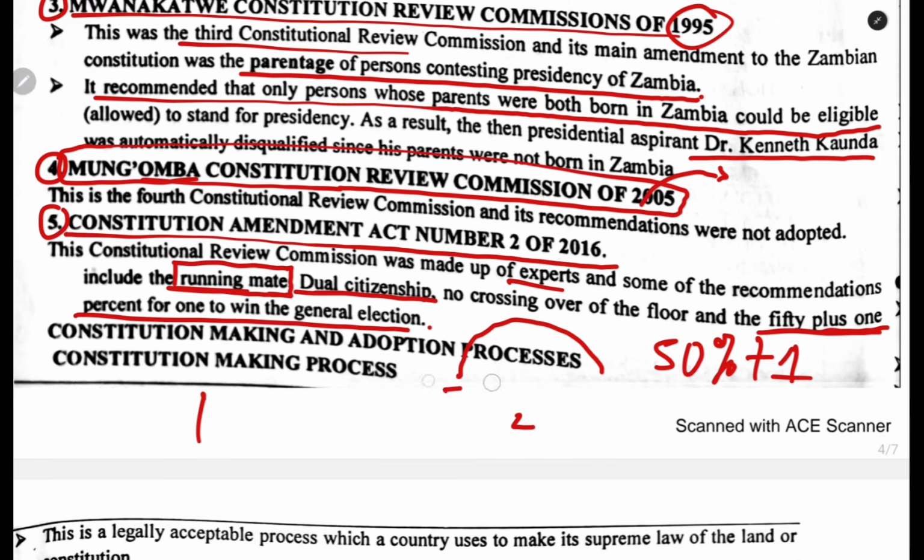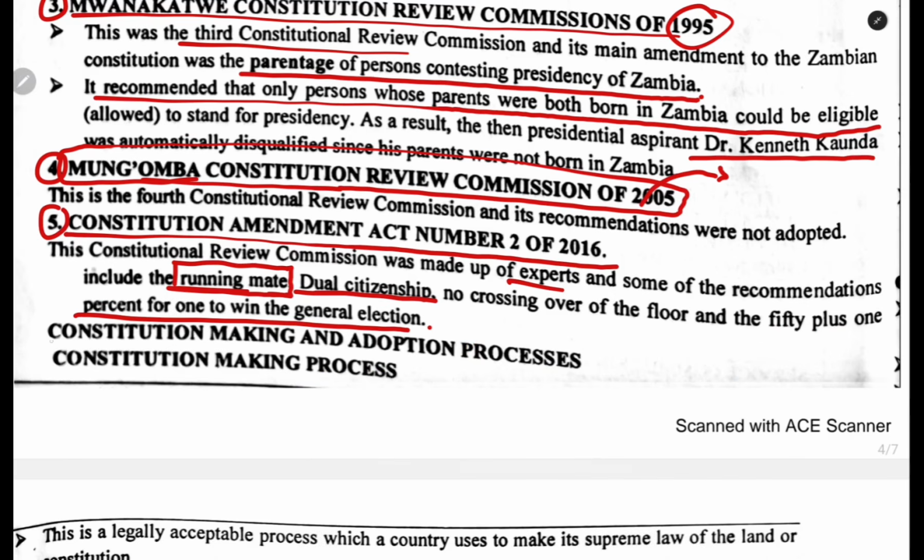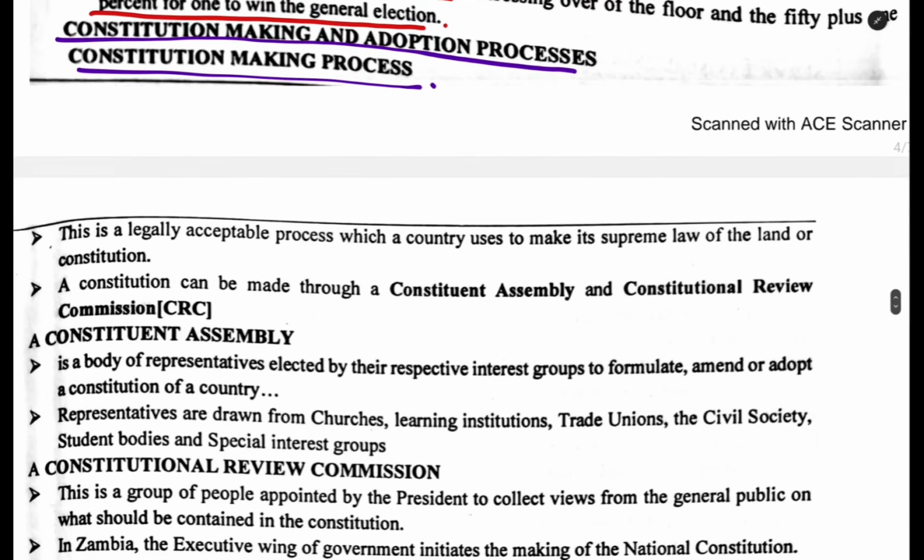So that is what we need to look at in terms of the history of the constitution making process. And now what we can look at is the constitution making and adoption process in Zambia. So how is the constitution made and adopted? The constitution making or adoption process is a legally acceptable process which a country uses to make its supreme law of the land. So it is the legally accepted process that a country can use to make its constitution.